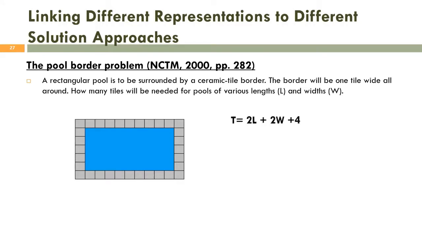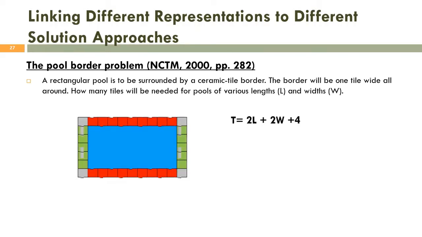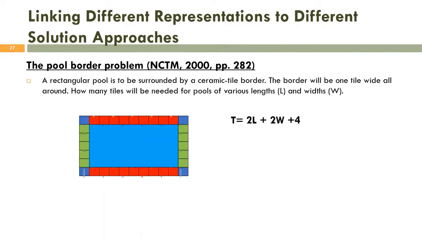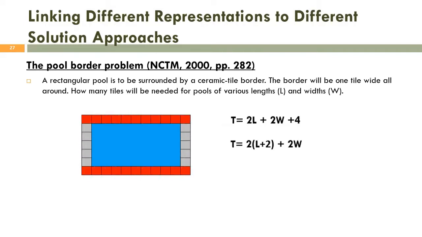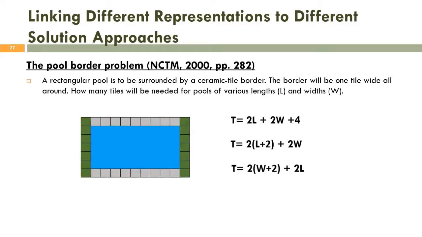So let's assume that a group of students came up with this formula: 2 lengths plus 2 widths plus 4. I need to be showing this. That's the 2 lengths plus the 2 widths plus the 4 tiles in the corners. Let's assume that another group came up with this approach: 2 times parentheses length plus 2, plus 2 width. That's the length plus 2, and I'm taking this 2 times plus the width. Or a group might come up with the opposite, that I'm multiplying the width in this way. Again, I need to be showing this.